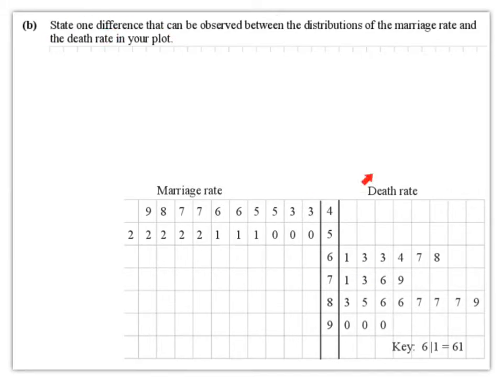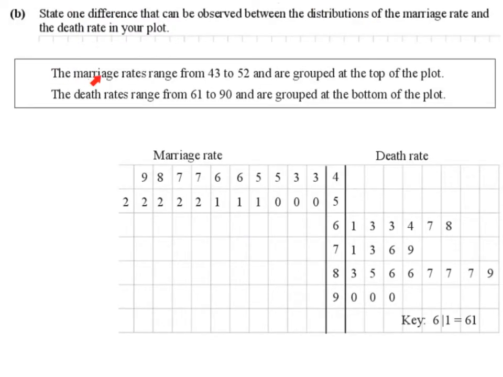B. State one difference that can be observed between the distributions of marriage rate and death rate in your plot. So you have to have a look at your stem and leaf diagram that you just created, and you need to state a difference in the distributions of the data. So the marriage rates range from 43, that 3 there represents 43, that's the lowest value, to 52, that 2 there represents 52. So they range from 43 to 52. And they are grouped in the top of the plot. We can see that they are at the top.